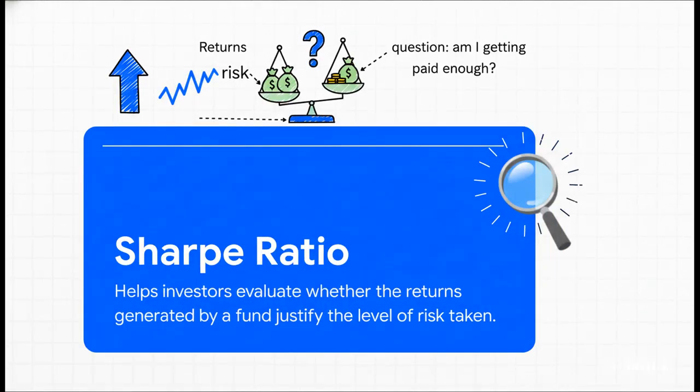All right, our 4th tool, the Sharpe ratio. This one might just be the most important of the bunch. It kind of ties everything else together. It asks one simple but incredibly powerful question. Am I actually getting rewarded enough for all the risk I'm taking?